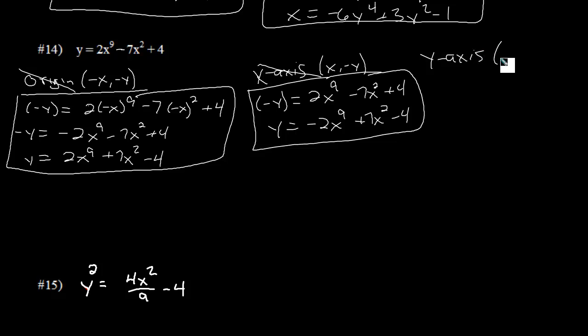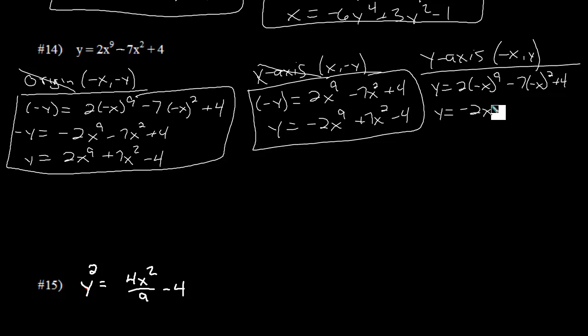The y-axis, you change the sign of x and you leave y alone. A negative x to the ninth is going to be negative. Negative times a positive 2 is a negative. Negative x squared is positive. Positive times a subtract 7 is a subtract 7x squared. Not the same as the original. Sign's different in the front.